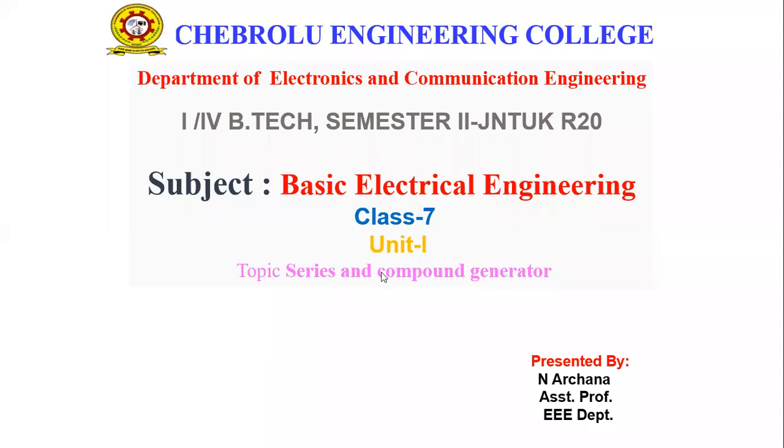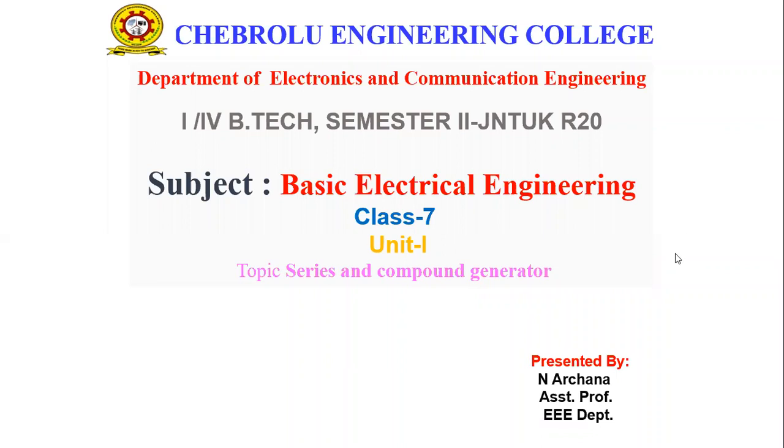Today we are going to discuss the series and compound generator. In the previous class, we discussed the classifications of a DC generator. We have two types of DC generators: self-excited generator and separately excited DC generator. In the self-excited DC generator, we have three types depending upon the field winding connection: series generator, shunt generator, and compound generator.